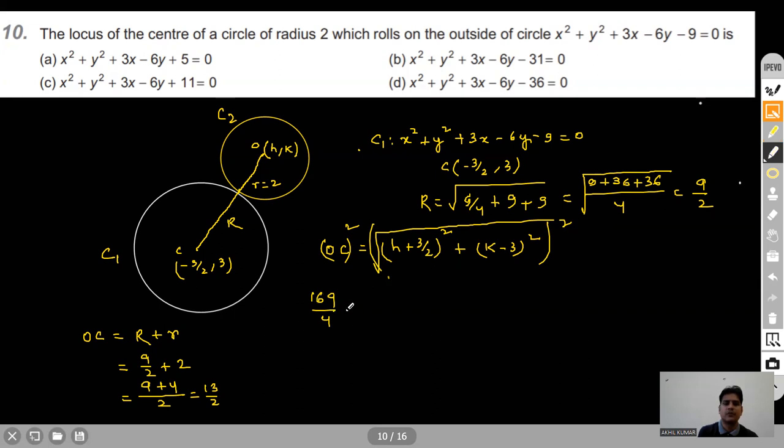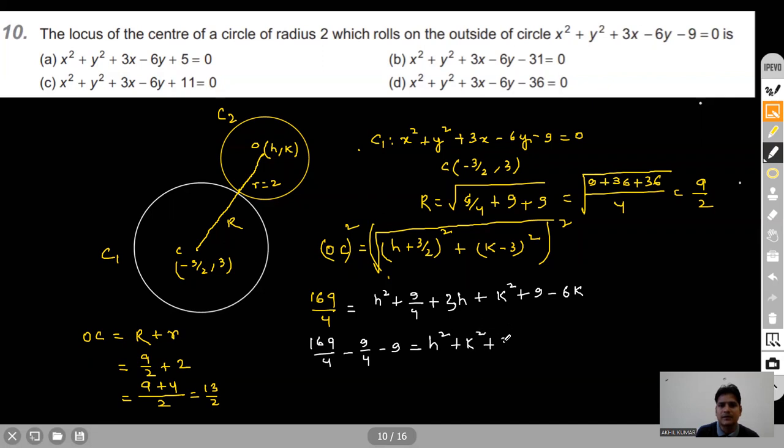So it will become 169 by 4 equal to h square plus 9 by 4 plus 2 into h into 3 by 2. So 2 will be cancelled out, it will be 3h basically. And it will become k square plus 9 minus 6k, right? So this will be 169 by 4 minus 9 by 4, and minus 9 is equal to h square plus k square plus 3h minus 6k.